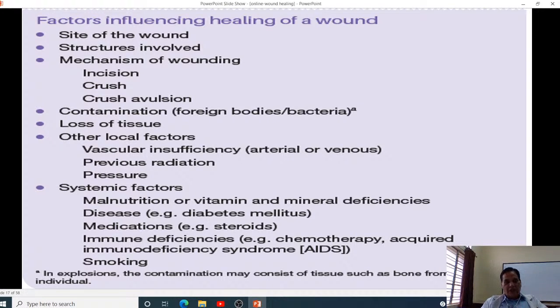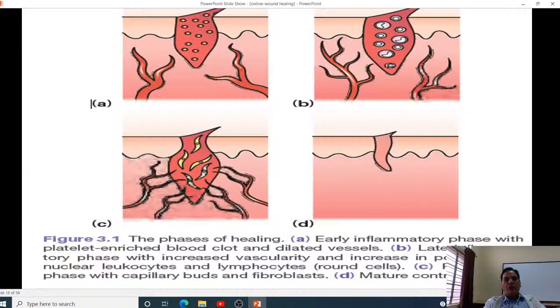First, the site of the wound. Wounds over a surface area or flexures heal better than the extensors. What are the structures involved? What is the mechanism of injury? Is contamination there, whether local factors, associated systemic factors, and sometimes in a large area, the patient taking chemotherapy will have a lower resistance and less healing of the wound. So this, in a nutshell, is the factors influencing healing of the wound.